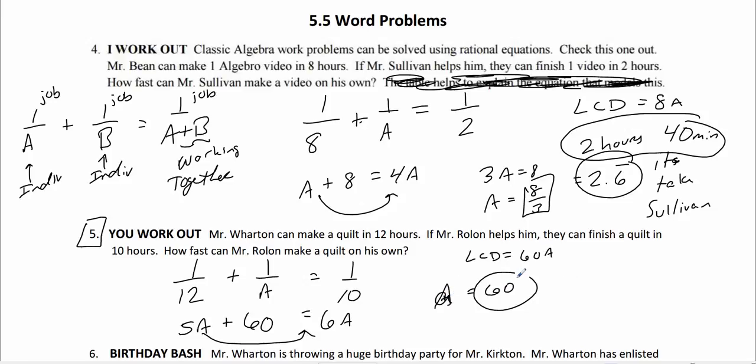So apparently Rallone, man, he cannot quilt to save his life. Takes him 60 hours. It would take me like a lifetime, or it takes him a lifetime, apparently. It only takes me 12 hours. It takes him like 8 years, it seems like, to make this one quilt. Okay, so 60 hours for Rallone. You can even tell him, man, he is slow.